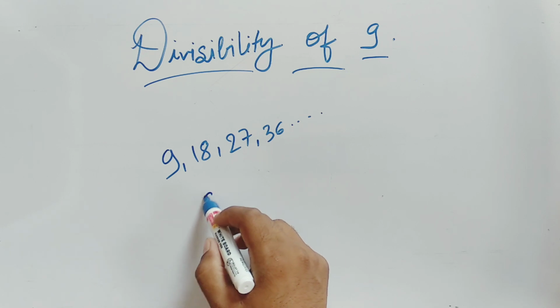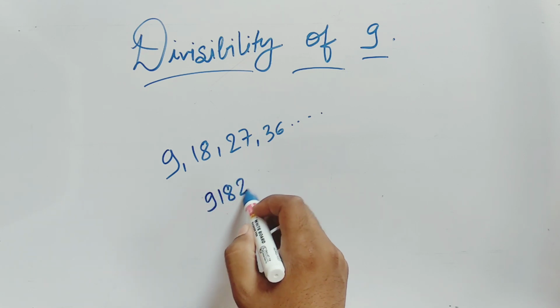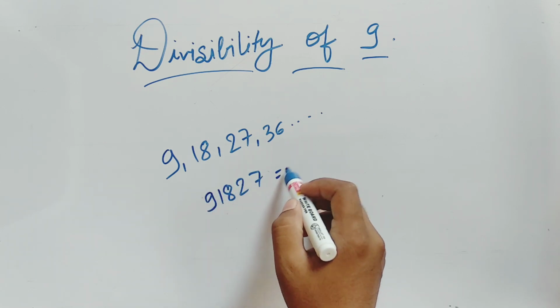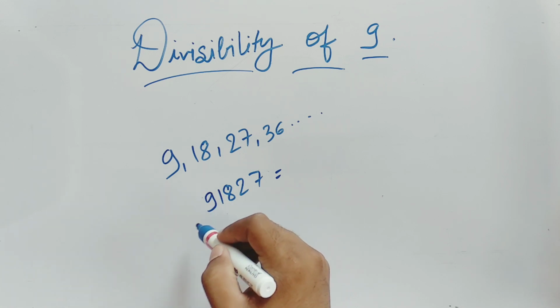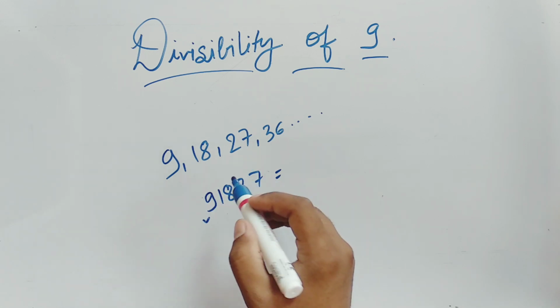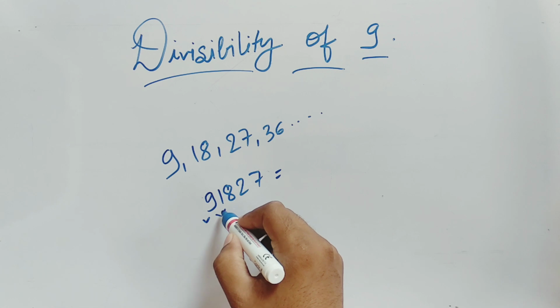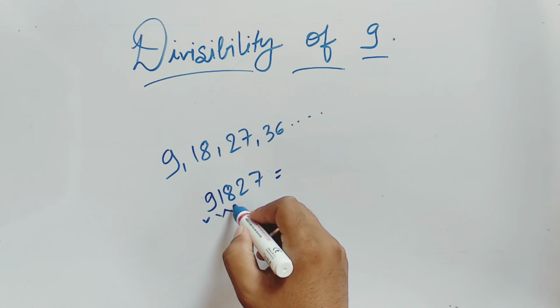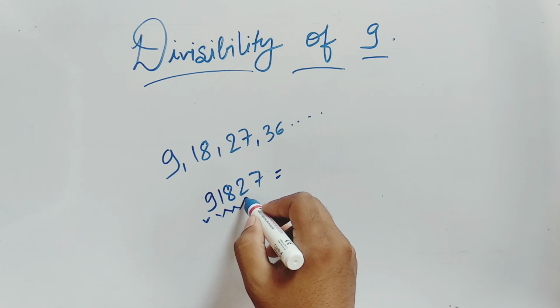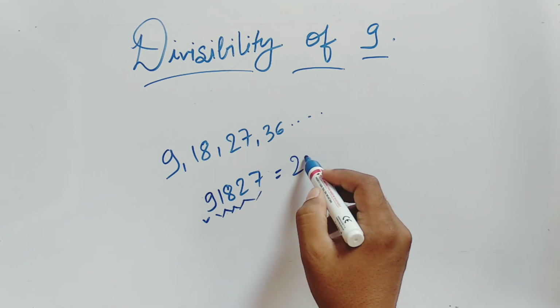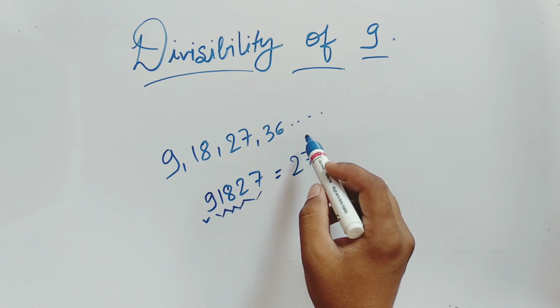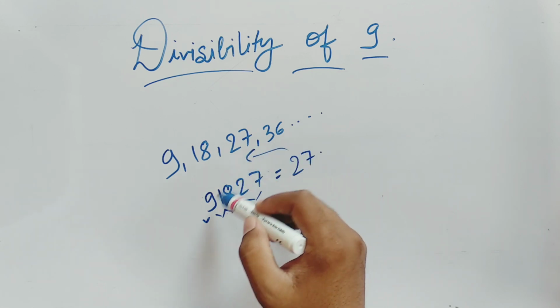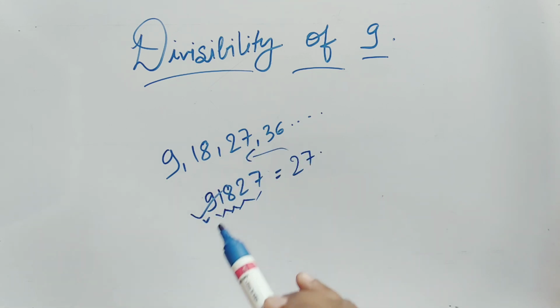For example, consider the number 91827. Now we need to check whether this number is divisible by 9. Just add all the digits: 9 plus 1 is 10, plus 8 is 18, plus 2 is 20, plus 7 gives us 27. As 27 is a multiple of 9, this number is completely divisible by 9.